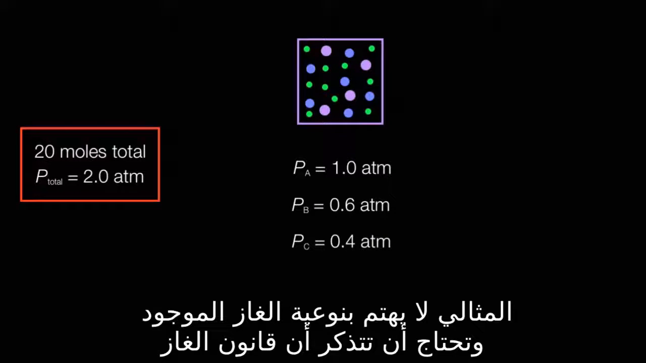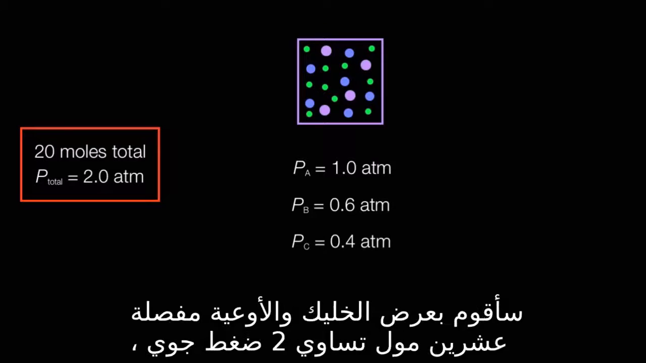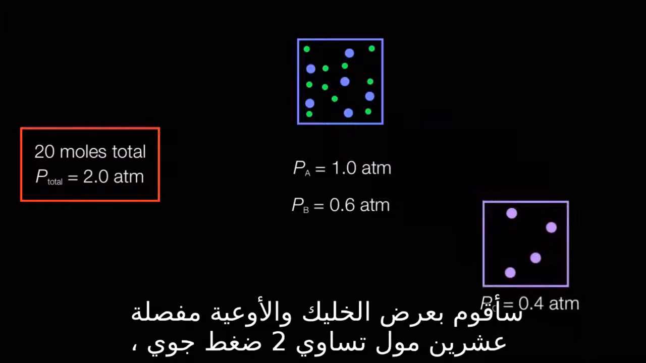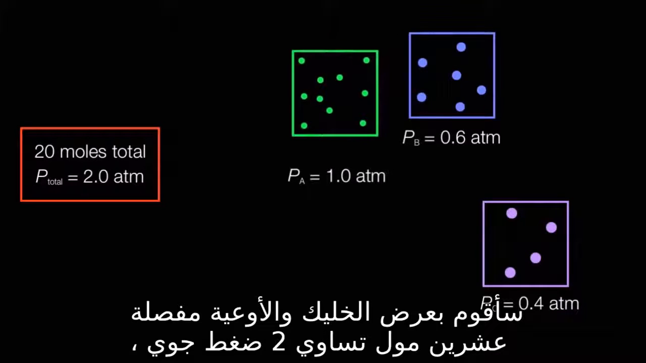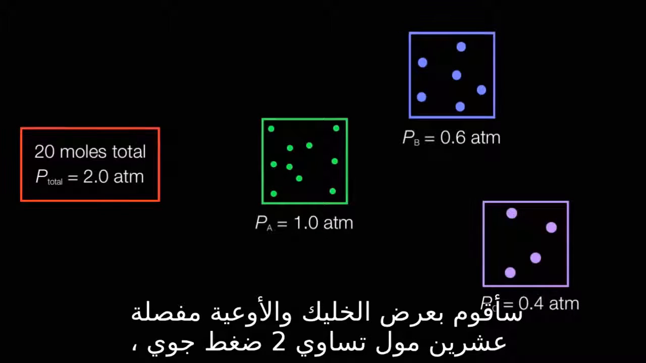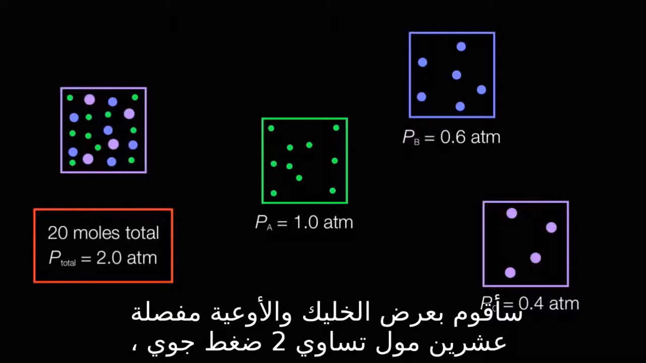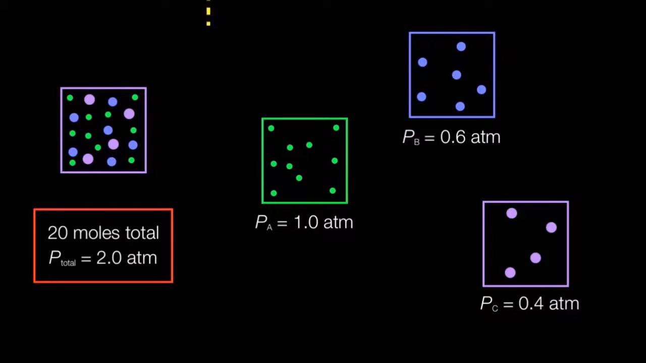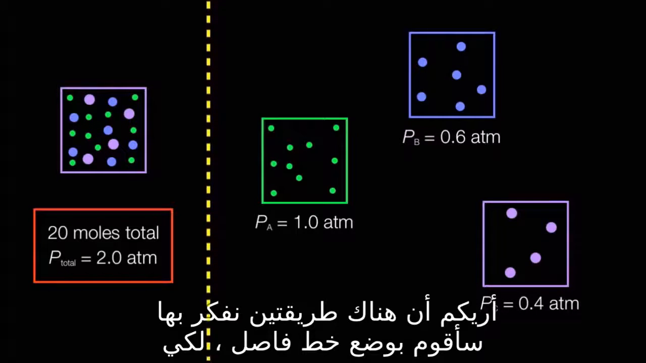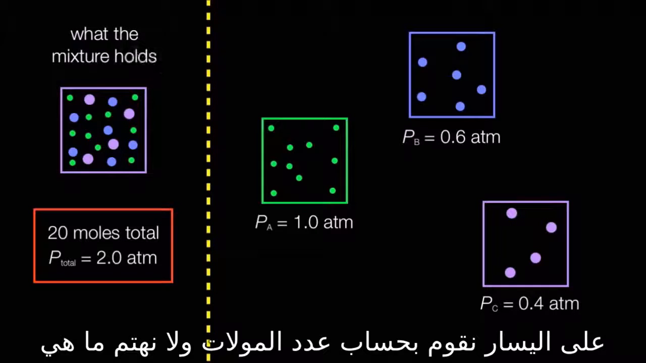Now you need to remember the ideal gas law does not care what kind of gases you have. So 20 moles gives you 2.0 atmospheres. Now I'm splitting things back out on the right to show you the separate containers, and I'm also showing you the mixture. I'm going to put a dividing line here to show you that there's the 2 different ways we think. On the left is what the mixture holds. We just count number of moles.